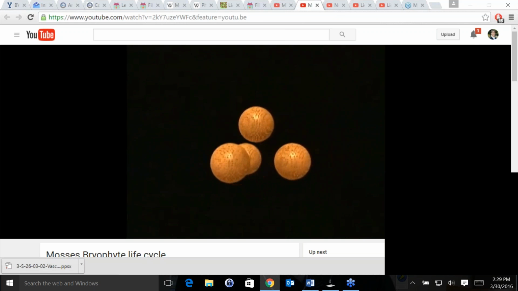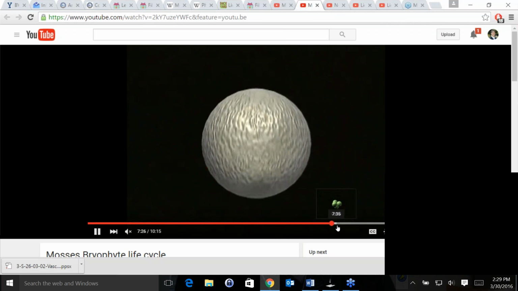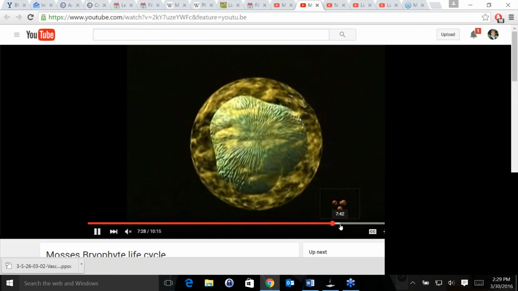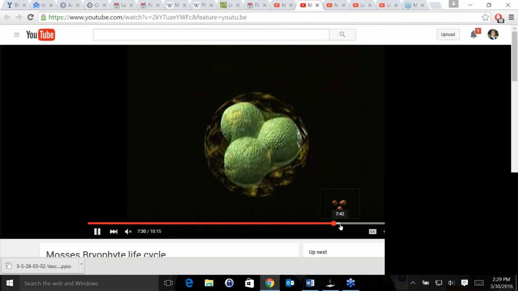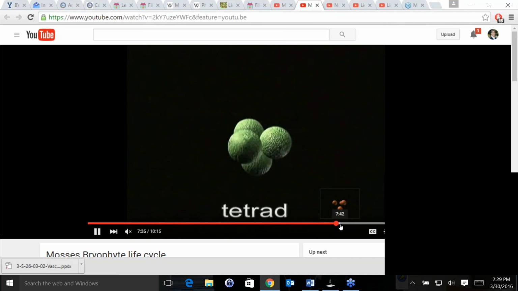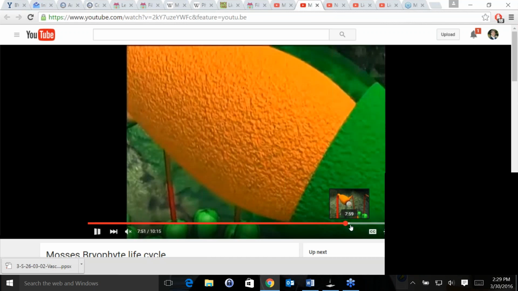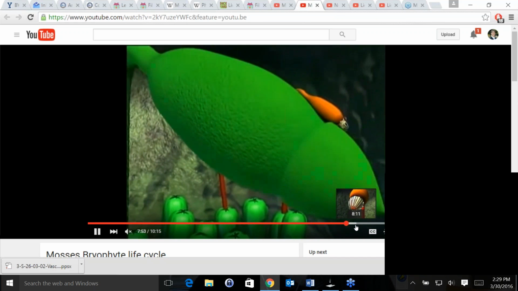So when everything is ready, after the meiosis and after spores are formed, the capsules dry out and harden. You can see in the video how it slowly turns from green to like an orange, and the operculum falls off, and it reveals a peristome.